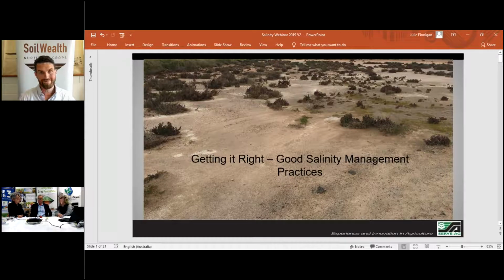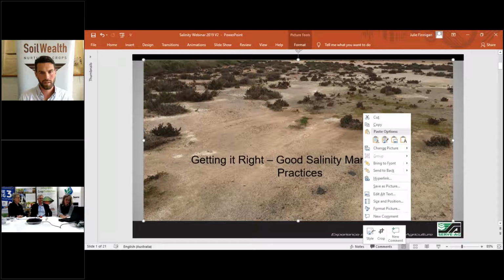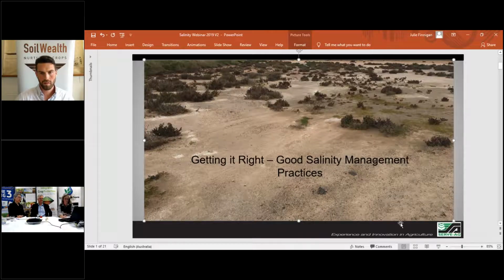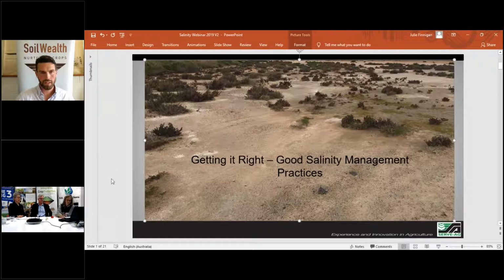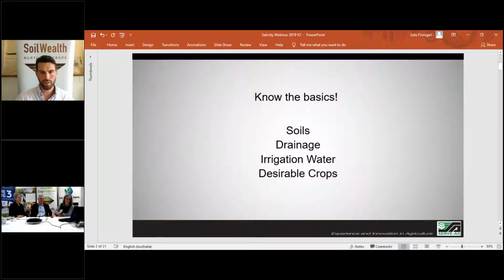Absolutely. So in terms of salinity, there is a lot we can do to manage it, but sorry. Here we go. Why isn't it working? Julie, if you just try and click off that picture to change the slide, we should be right to go. Yes. There we go. Sorry about that, guys.